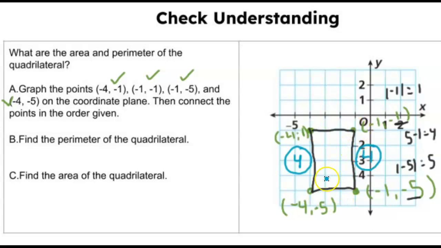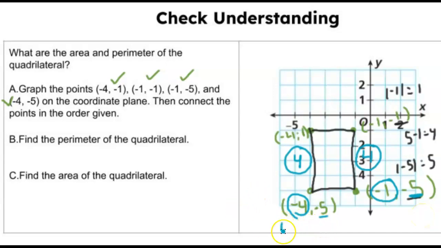Or you could go from here to here. Guess what? It's going to be the same thing. So on this one, I'm going to use -4 and -1 because those numbers are different. If I look at the second number, they're both -5s, and that's not going to work for us.